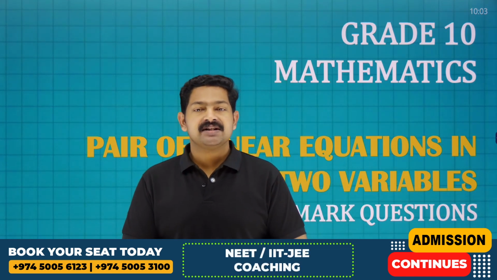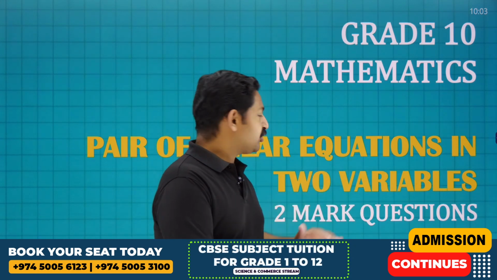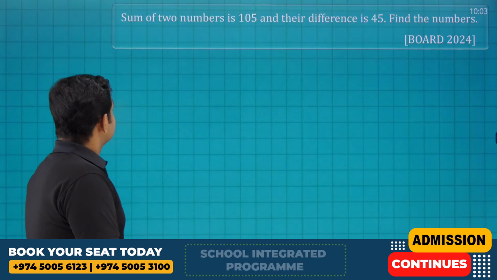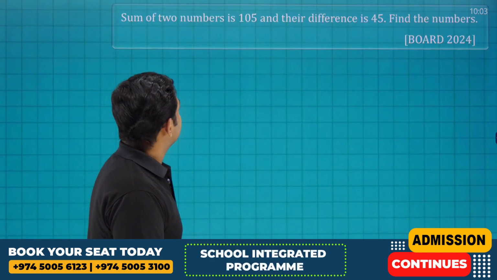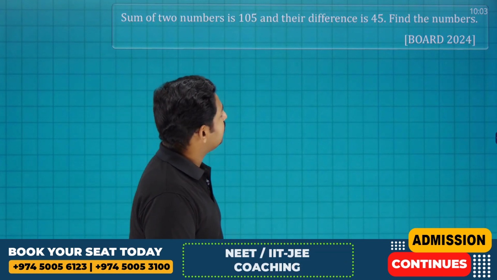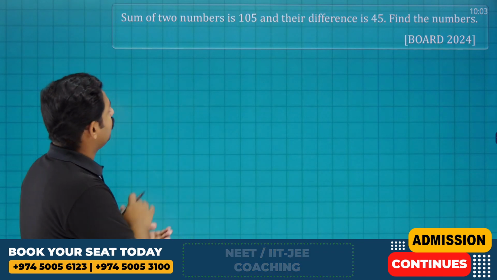So today we are going to discuss the PYQ questions, the 2-mark questions of the chapter linear equation in two variable. Okay, so we can start with the first question. Here you can see the sum of two numbers is 105, and their difference is 45. Find the numbers. Okay, so sum of two numbers.